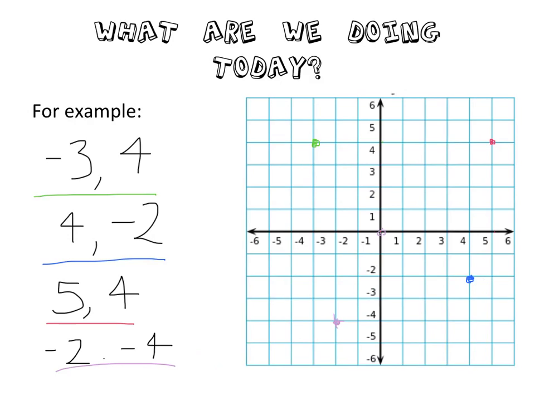Okay, and a reminder of how these are labelled. This red point would be in quadrant 1. This green point would be in quadrant 2. This purple point would be in quadrant 3, and this blue point would be in quadrant 4. And that's it, guys. That is the basics of the Cartesian plane.